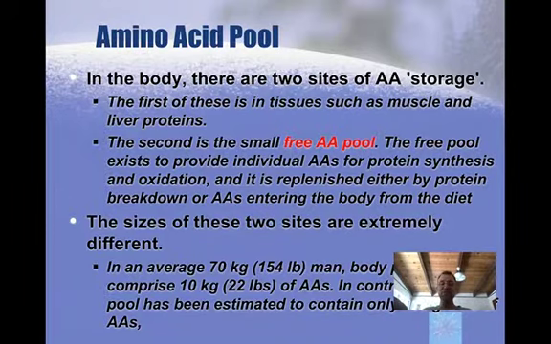So the size of the two pools are massively different. If we look at an average individual, 155 pounder-ish, body protein may be about 10 kg overall, so about 22 pounds. And that's just from the muscles, that's muscle mass. The free amino acid pool is about 100 grams. So we're looking literally at about 100th of the size in comparison. The free amino acid pool is about 100th the size of the amino acids we have stored in our muscles. So it's very, very small.